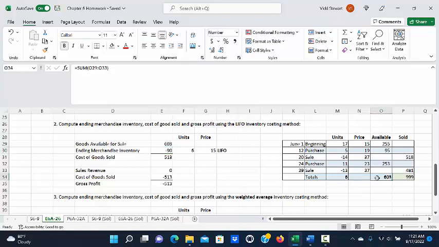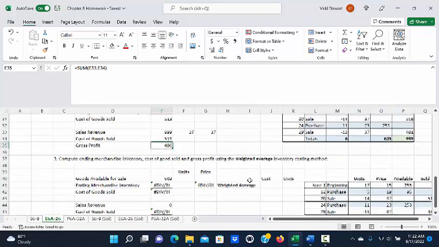Multiplying 6 units times $15 gives us ending merchandise inventory under LIFO of $90, which subtracted from our goods available for sale of 603 gives us cost of goods sold of $513. Again, we need to calculate the amount of our sales revenue, which was 27 units at $37. Again, that's our $999 minus our cost of goods sold, which gives us $486 of gross profit using the LIFO method.